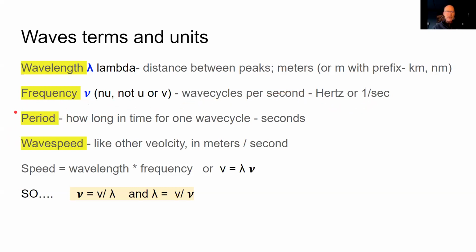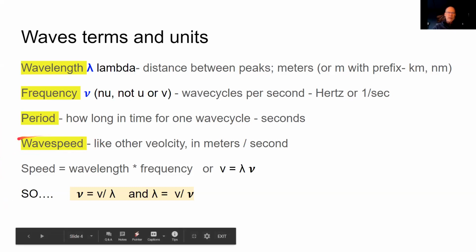Period is actually another way of thinking about a wave cycle in time, but instead of saying how many wave cycles per second, we say how many seconds per wave cycle. So it's just the inverse of frequency. If I'm tapping 3 times a second, 3 times a second means every tap takes 1/3 of a second. So period turns out to be the inverse of frequency.